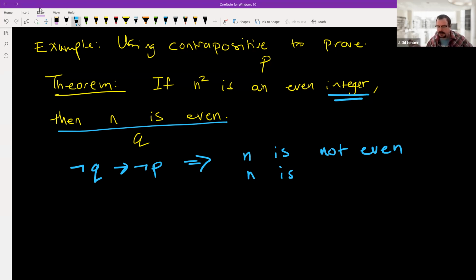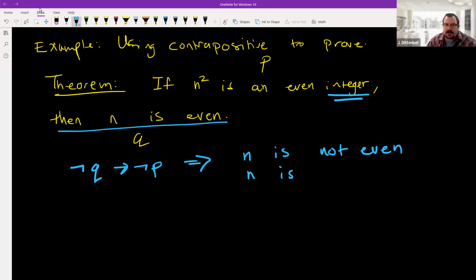You might say, what about 0? Isn't 0 even? I think it is. You might want to check. So if n is not even, then n is odd. What does odd mean? Well, odd numbers are after the even numbers, if you will. So if I take an even number 4, what's after that? An odd number. If I take an even number 6, what's after that? An odd number.